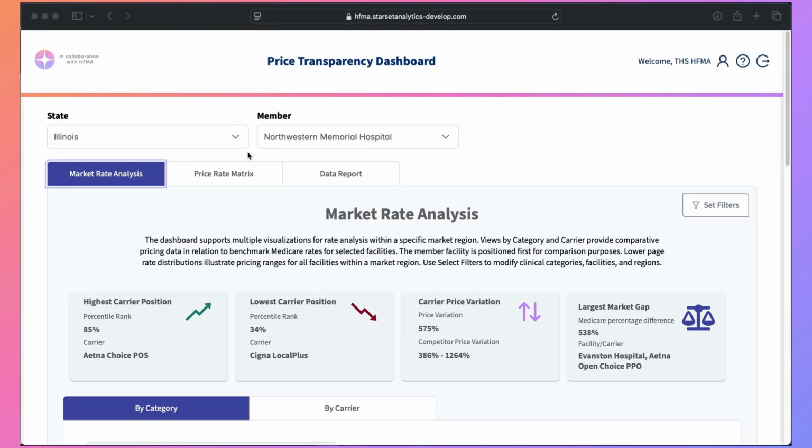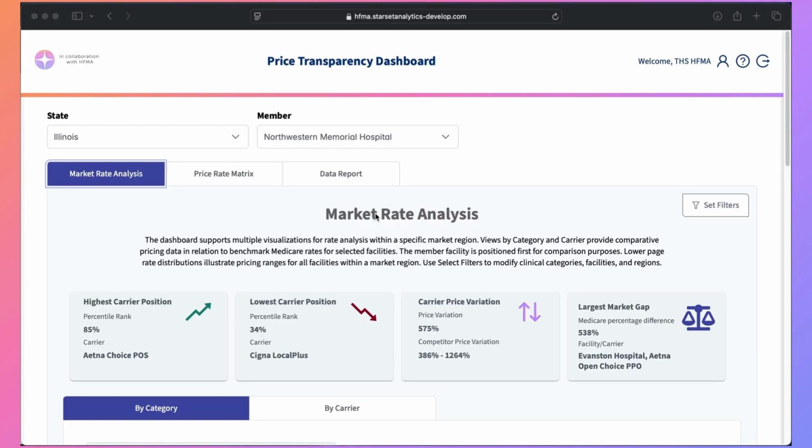I'm here to walk you through the key features of this application, designed to help hospitals compare their marketplace position across service lines and payer products. When you log in, you'll see your designated state and member facility. I'm currently viewing Illinois with Northwestern Memorial Hospital. The app shows hospital rates against major national payers, including Aetna, Cigna, and United Health.